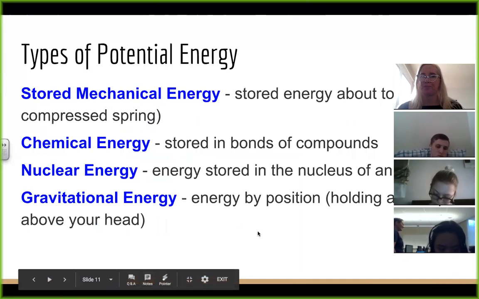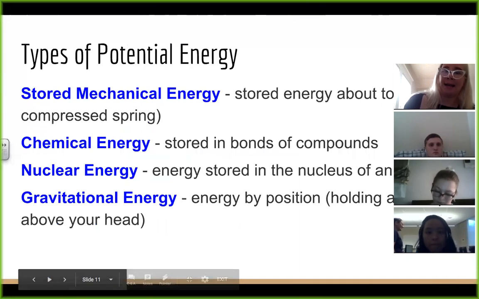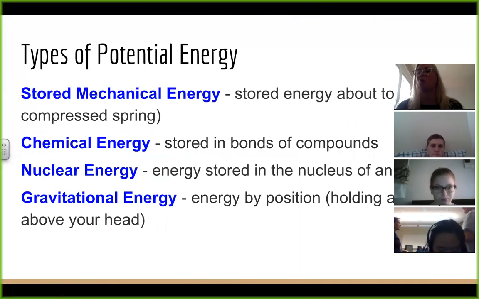Potential energy. If I went too fast there, don't worry, because this is going to get posted, so you can always go back and fill in anything that you missed.